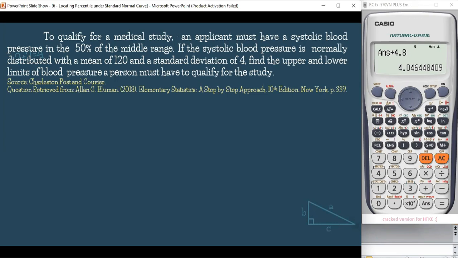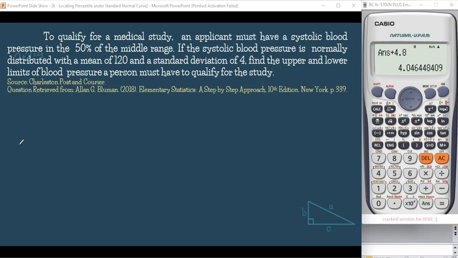Okay, for our last question, sabi po dito, to qualify for a medical study, an applicant must have a systolic blood pressure in the middle 50% range. If the systolic blood pressure is normally distributed with a mean of 120 and a standard deviation of 4, find the upper and the lower limits of the blood pressure a person must have to qualify for the study.